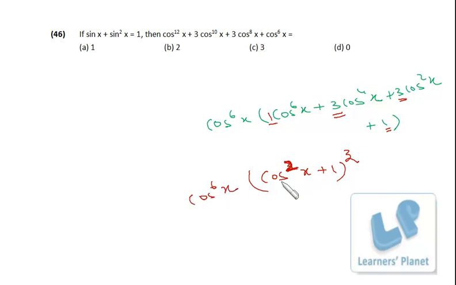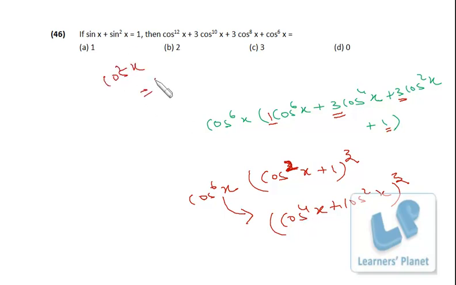Now if I have to take this inside the bracket, this 6 divided by 3 inside the bracket, cos square x will go. So it will be cos 4x plus cos square x whole cube, right? This expression can be converted to this. Now 1 minus sine square x is equal to cos square x. So cos square x is equal to sine x, and cos 4x will be sine square x. So this is sine square x plus sine x whole cube. So that is 1, because sine x plus sine square x is 1, that's already given. So very simply you can solve this problem. You should be able to observe this 1 3 3 1, that's it.